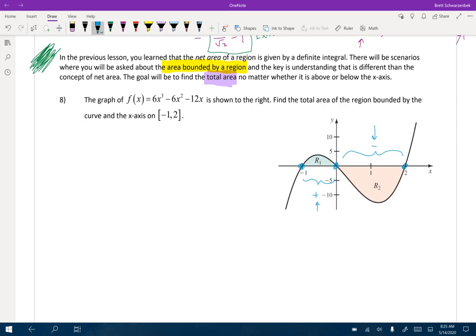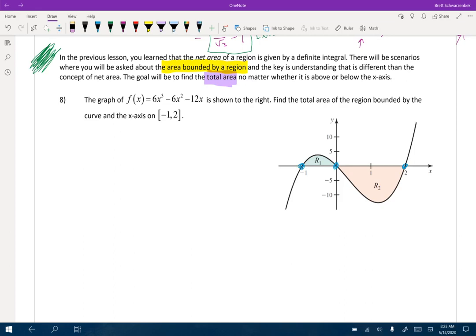You have to find where they get broken up on the graph, and then find each individual net area region, take their absolute value, and then add them all together. So as a result, we end up getting a much larger amount of work to do, because we're going to have to do multiple net area computations.